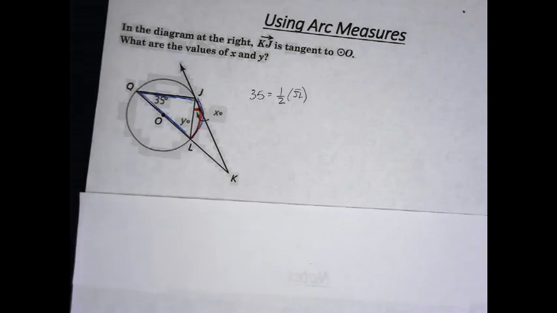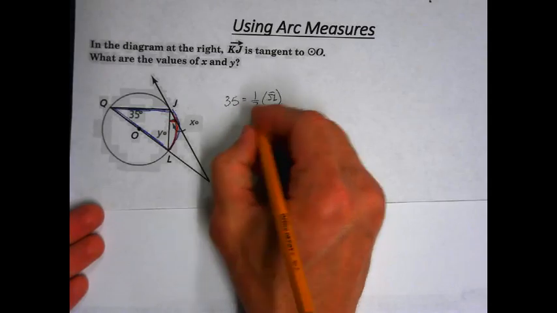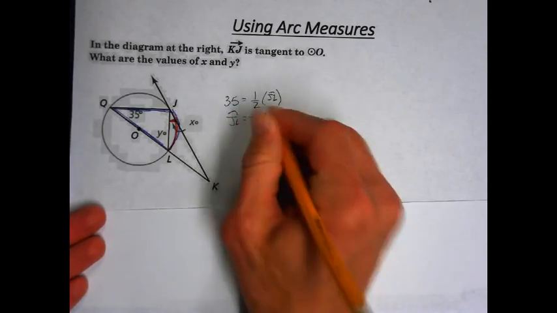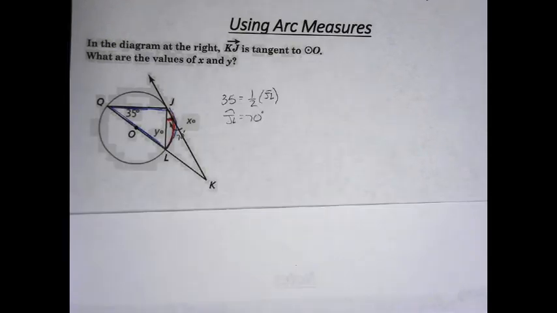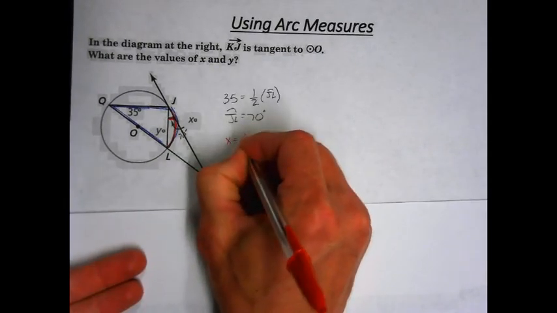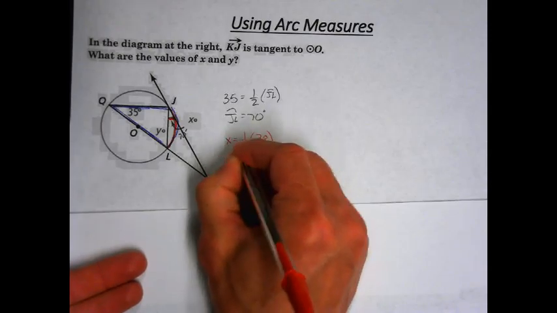So how do we find arc JL? Well, we just multiply both sides by 2. We know that arc JL is going to be 70 degrees. And if arc JL is 70 degrees, we have our note at play, because once again, the angle is half the arc. So now we can see our x is half the arc, half of 70. So x is actually 35 degrees.